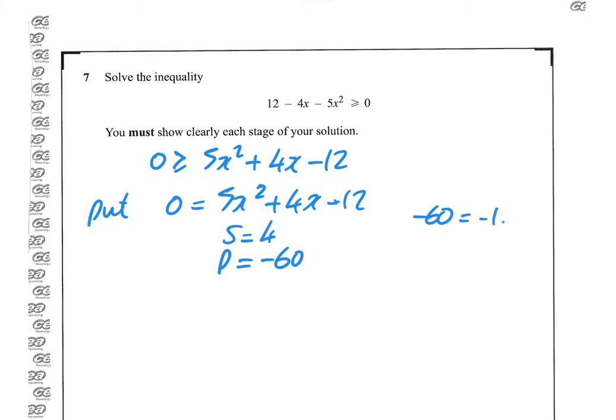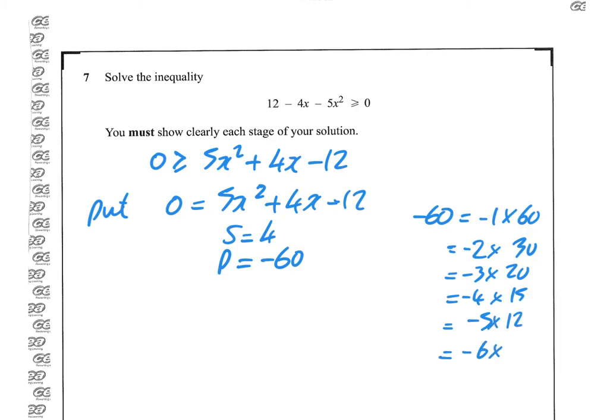So minus 60, how do you get minus 60? Minus 1 times 60, not going to work. Minus 2 times 30, that's not going to work. Minus 3 times 20, not going to work. Minus 4 times 15, not going to work. Minus 5 times 12, not going to work. And minus 6 times 10: if you multiply minus 6 and 10, you get minus 60, and if you add them, you get 4. So that's what I want.